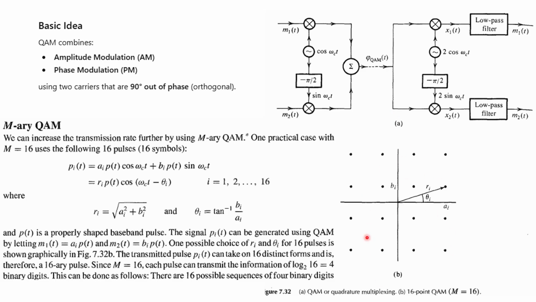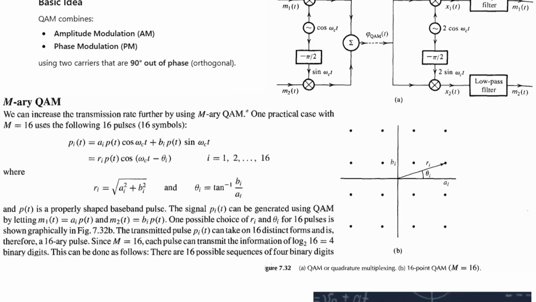The combination of amplitude and phase modulation. So that is why this is the better one, because you can increase the bandwidth. We can increase the transmission rate further by using it, so that is the target. So you can check that QAM is one of the important ones.